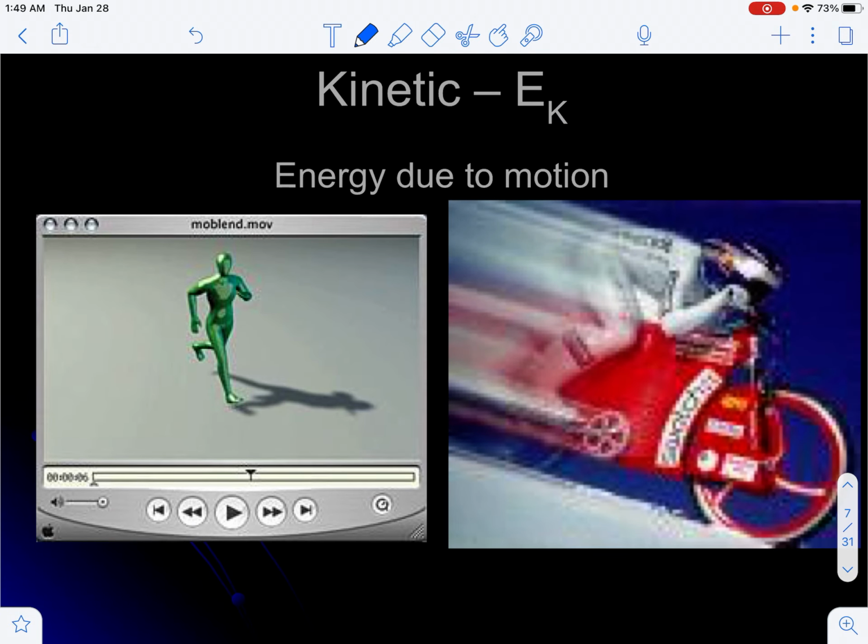The next energy that's easy to spot is kinetic. Kinetic energy is energy that is due to motion or velocity. Anytime an object is moving, it has kinetic energy.